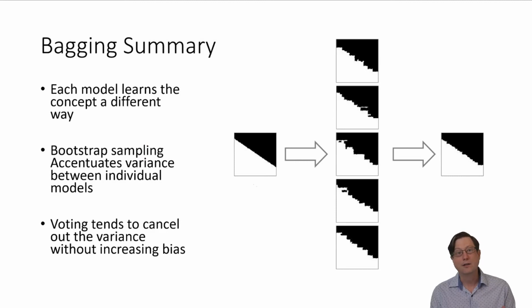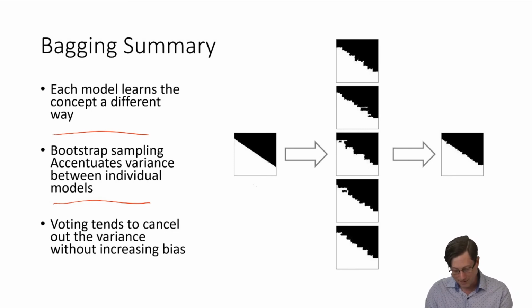Now, to quickly summarize the bagging algorithm we discussed, each model learns the concept a different way. As you pull those Bootstrap samples, it accentuates the variance between the individual models because they each learn on a different part of the training set. If you had a model that didn't have a high variance and you didn't inject extra variance, they would all learn the same stair step, and you'd average it out and end up with the same stair step. It'd look exactly the same.